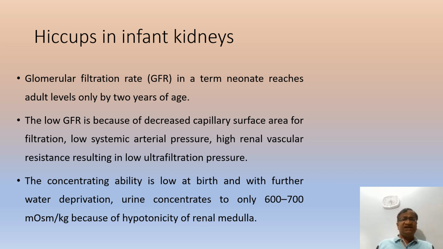Now, what are the problems in infant kidneys? The GFR reaches adult levels only by the age of 2, which is why many times I take religious circumcision at least at 2 years. So things become better with regard to kidney and liver. The low GFR is due to decreased capillary surface area and high renal vascular resistance. The other thing is the concentrating ability is low at birth.